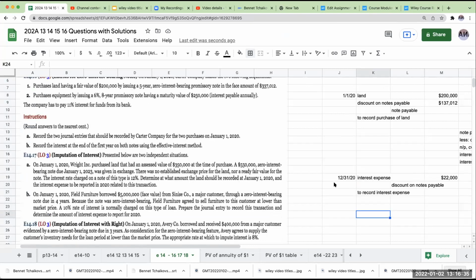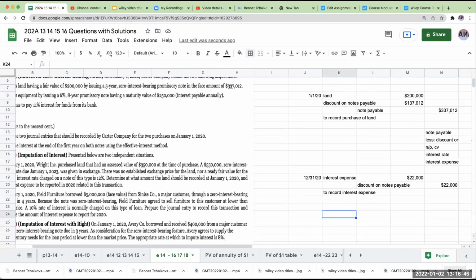So for that reason, what we need to go through and do is discount this $250,000. Okay, so how are we going to do it? Well, if I look at the note payable, I'm going to have the principal amount which is going to be payable in 8 years. So I'm going to use present value of $1, 8 periods at 11%.